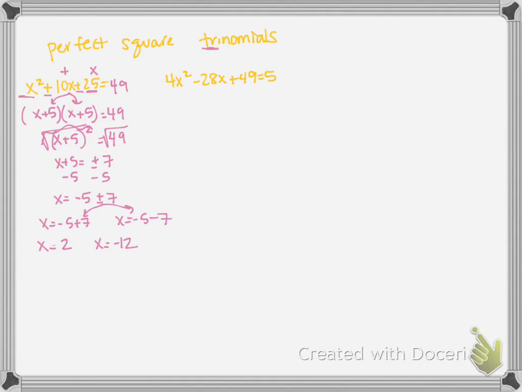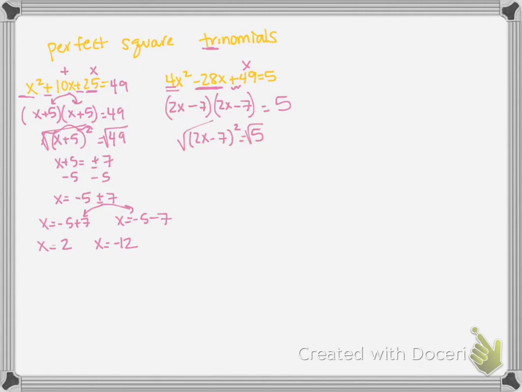Okay, my next one. Multiplies to 49, that's the same number as 7's. But to get it to be a negative 28, I need them both to be negative. Okay, because it'll multiply to get me that positive, but when I add it gets me negative. And then the perfect square of 4 is going to be 2. So I've got 2x minus 7 squared is equal to 5.